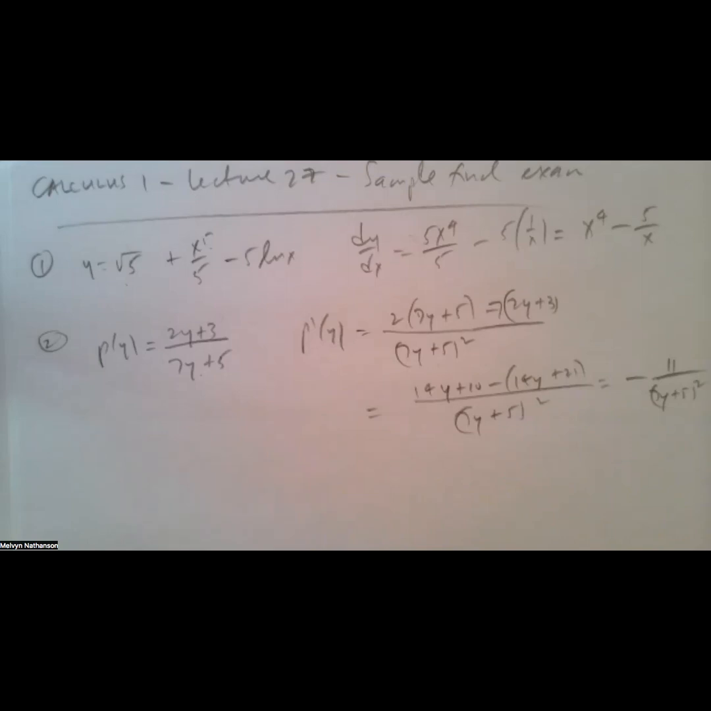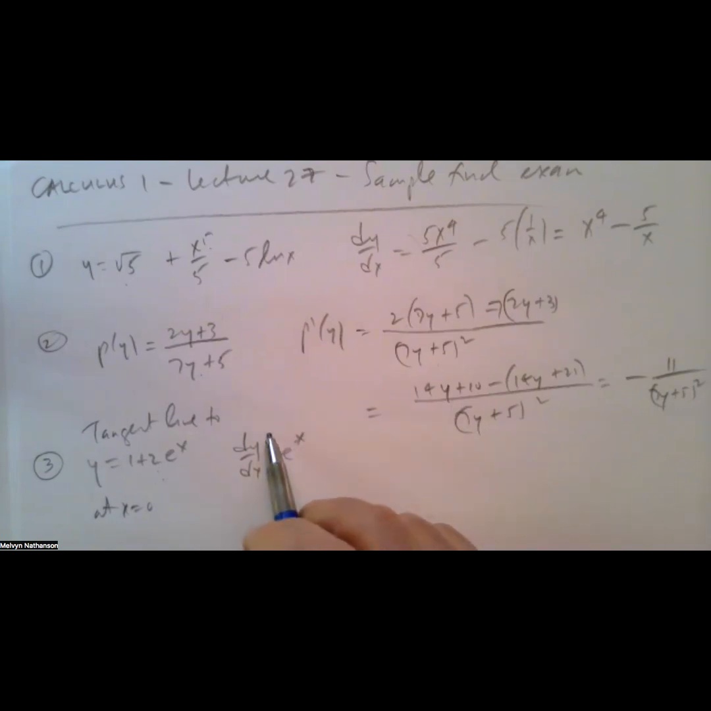Problem 3 is to write down the tangent line to the graph of the function y equals 1 plus 2e to the x at x equals 0. So we want the tangent line to this curve at the point x equals 0. And the tangent line is given by, well, you have to know the derivative. What is dy/dx? The derivative of 1 plus 2e to the x is 2e to the x. And if you evaluate that at x equals 0, you get 2e to the 0, which is 2. So the slope of the tangent line at x equals 0 is 2.